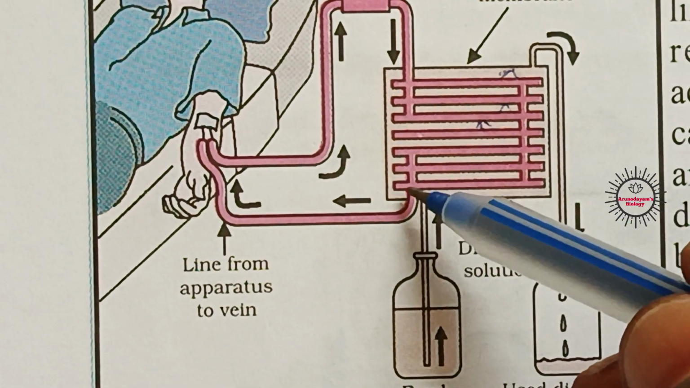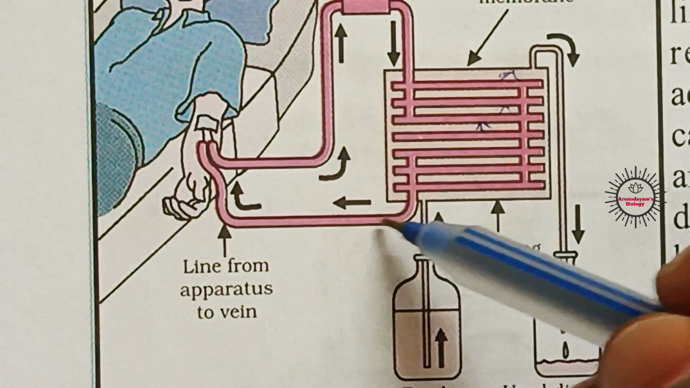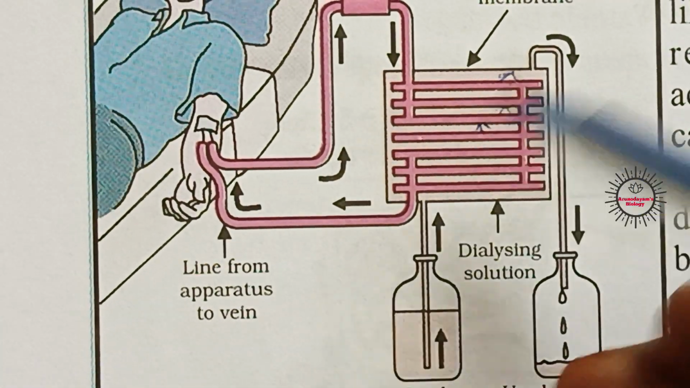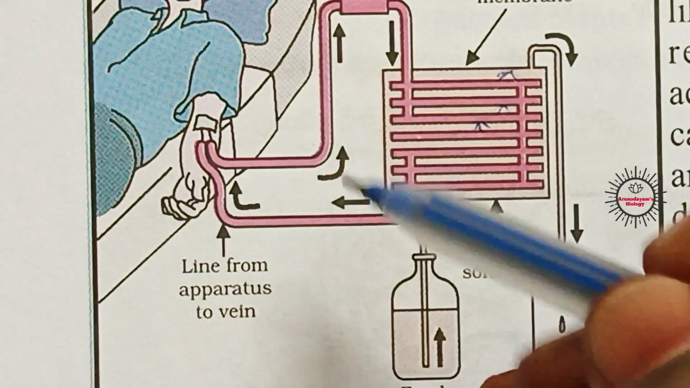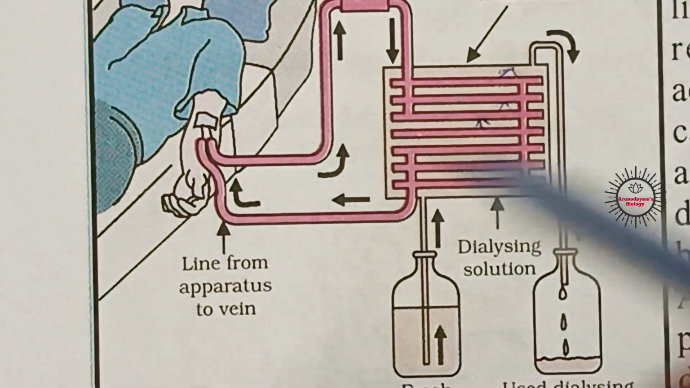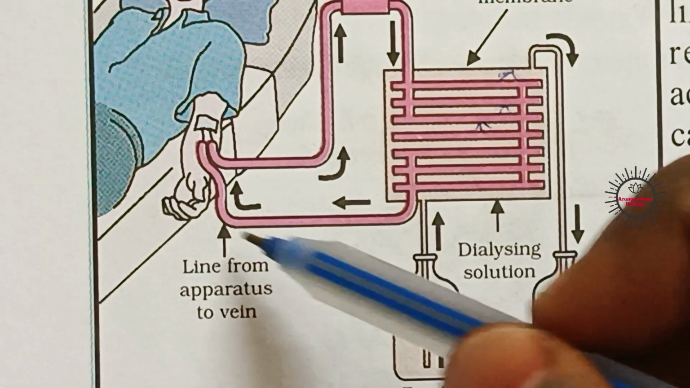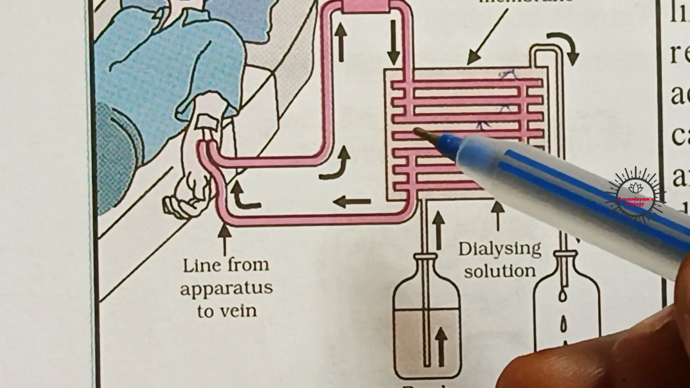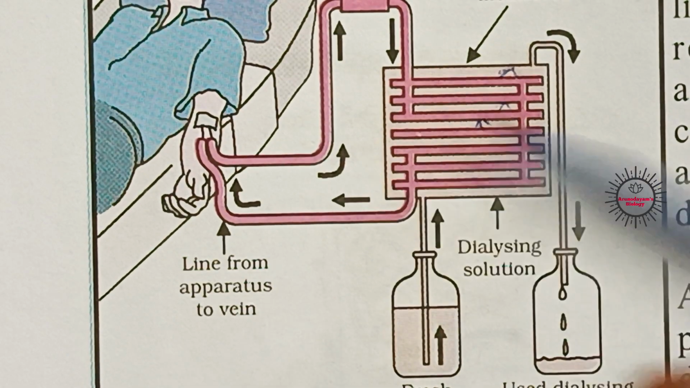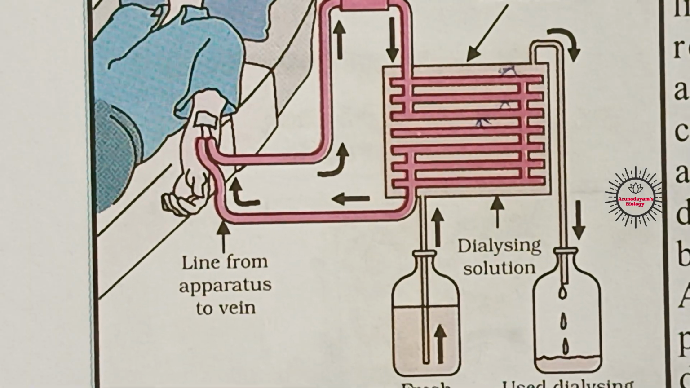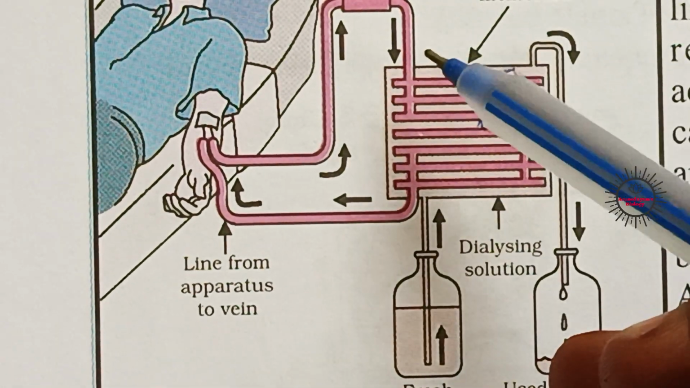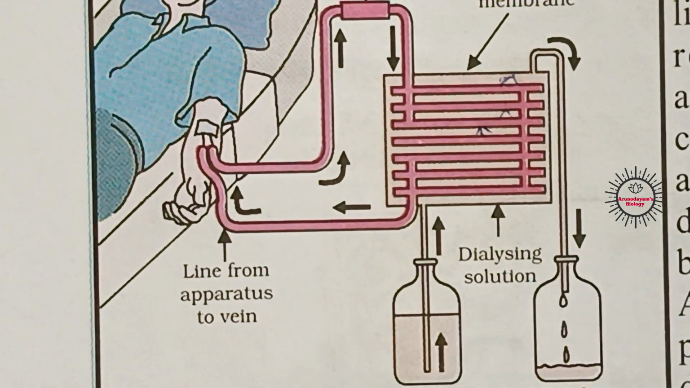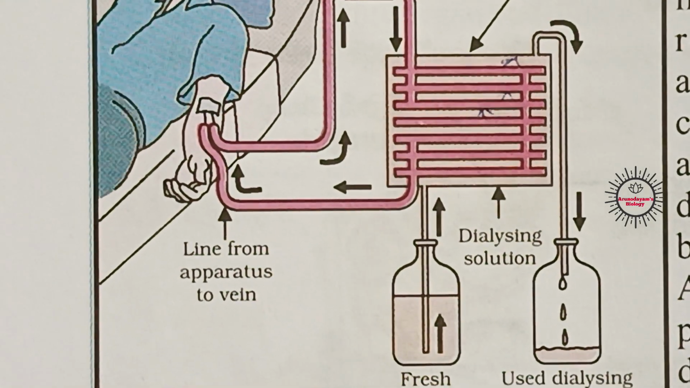Lastly, the purified blood which is collected here is then passed again into the patient's body through the vein. Before passing the purified blood into the patient's body, a substance called antiheparin is added. Why? Because our blood vessels naturally have some substances to prevent the clotting of blood, so there is no need of adding substances like heparin. So this is what happens in a dialysis machine.